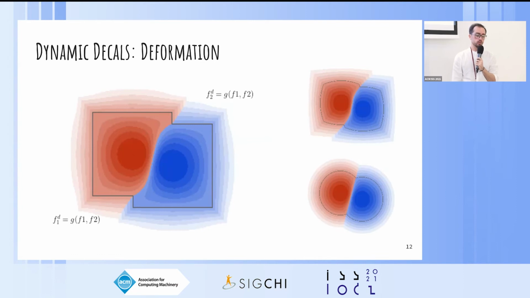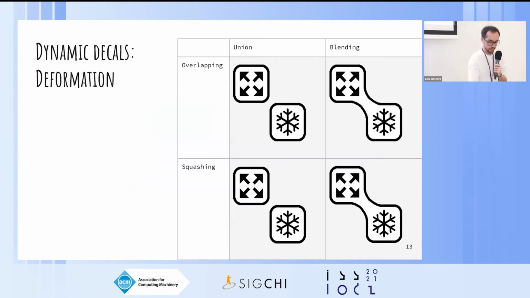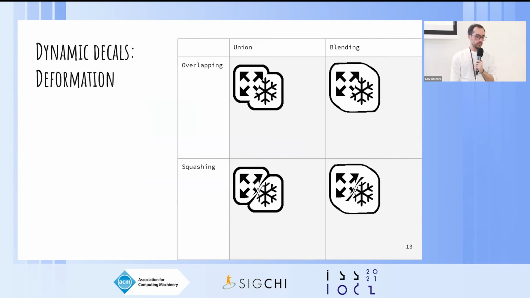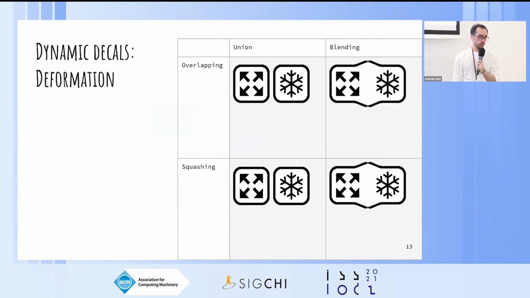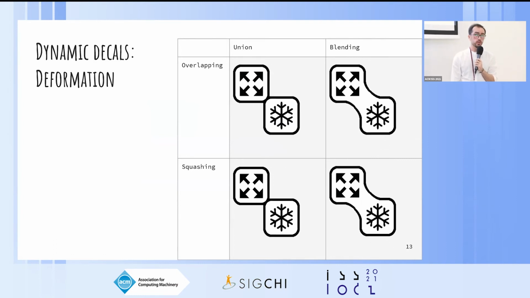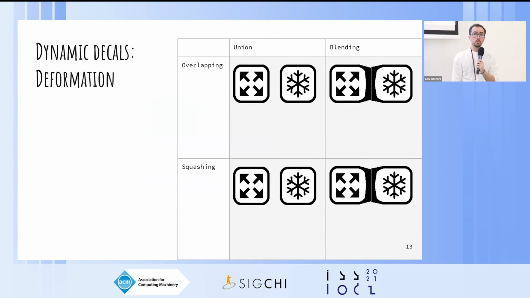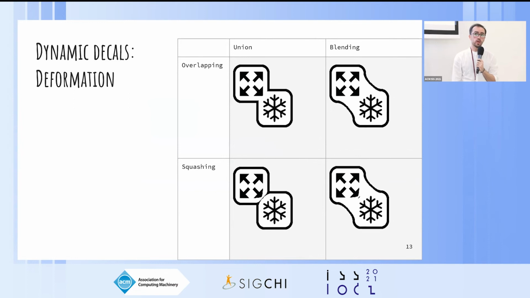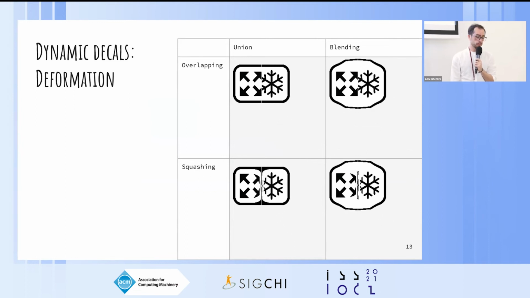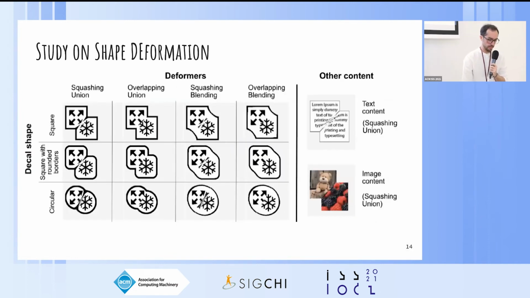This is an example of content deformation of two decals that are represented as field functions. Here you can see that G is the deformation operator. Then you can see here the results of the deformations. We implemented 4 types of it. We made the inside part either overlap or squashed, and we either preserve boundaries or blend them.